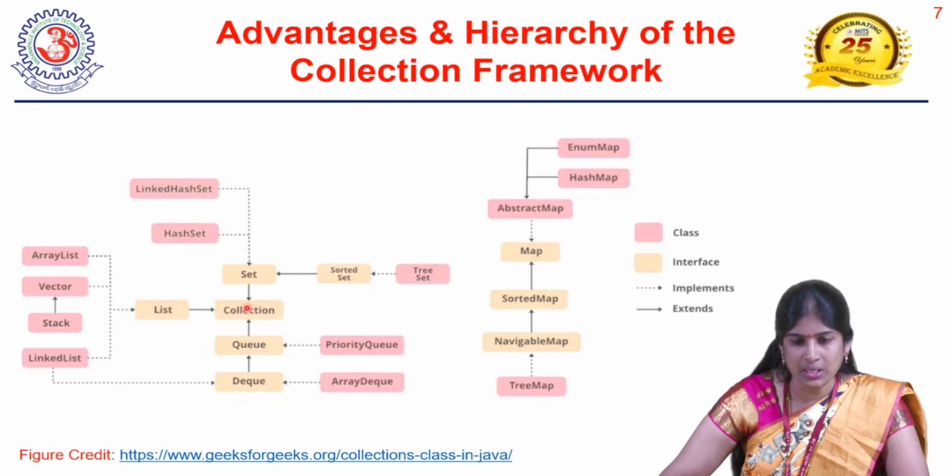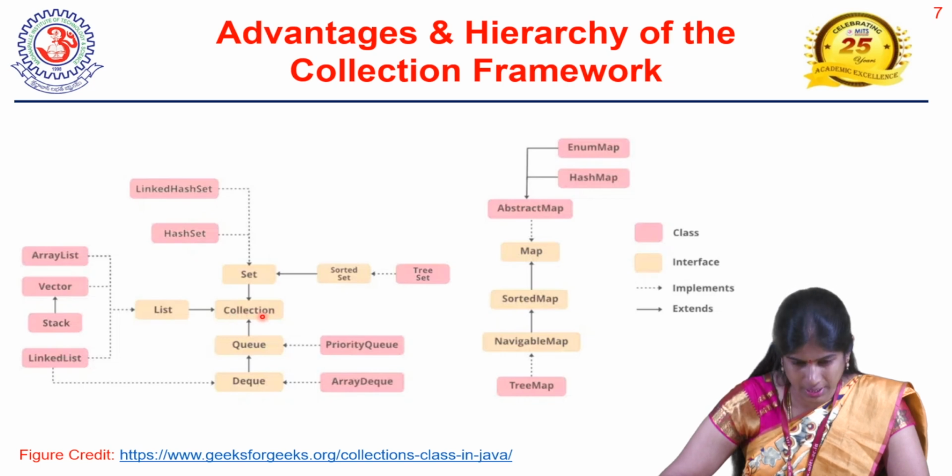Here the main interface is collection, which is the root of this hierarchy, and the other interfaces like set, list, queue, deque, and sorted set are all extending this collection interface. Directly, list is extending, set is extending, queue is extending, and one more interface, deque, is also a sub interface of the queue interface, and sorted set also is a sub interface of set. Like this, for map we have a separate hierarchy.